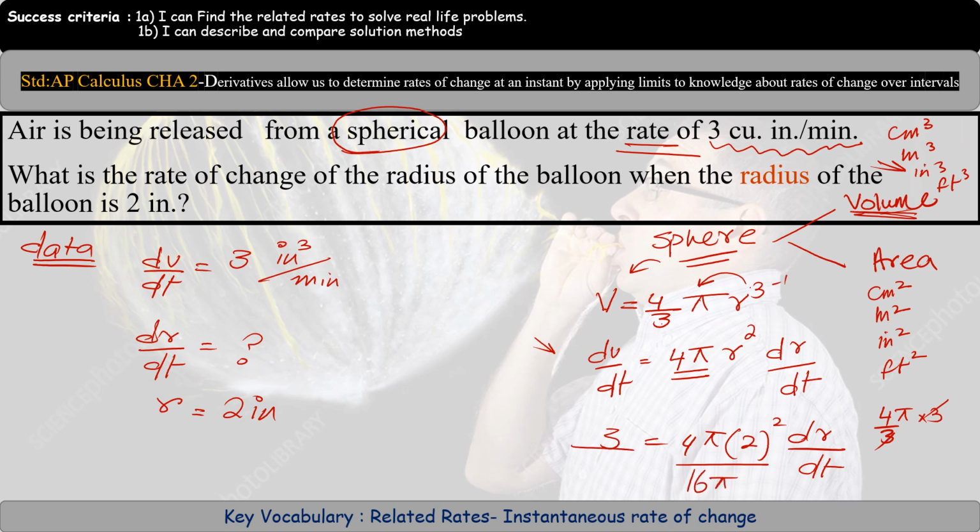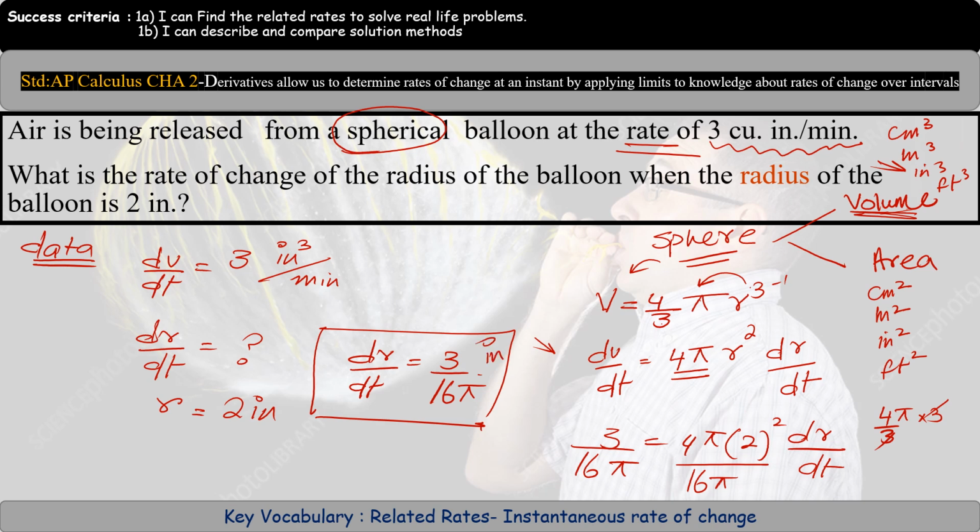Divide both sides by 16 pi. So the value of dr by dt equals 3 over 16 pi. You can use the calculator to calculate the actual value. Now the unit of the radius will be inch and time is given in minutes. So dr by dt will be 3 over 16 pi inch per minute. Let's try to solve more questions in order to clear the concepts.